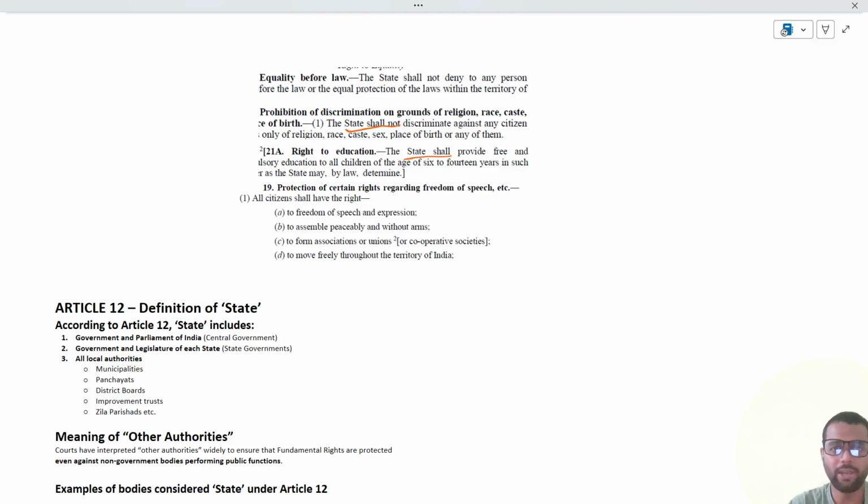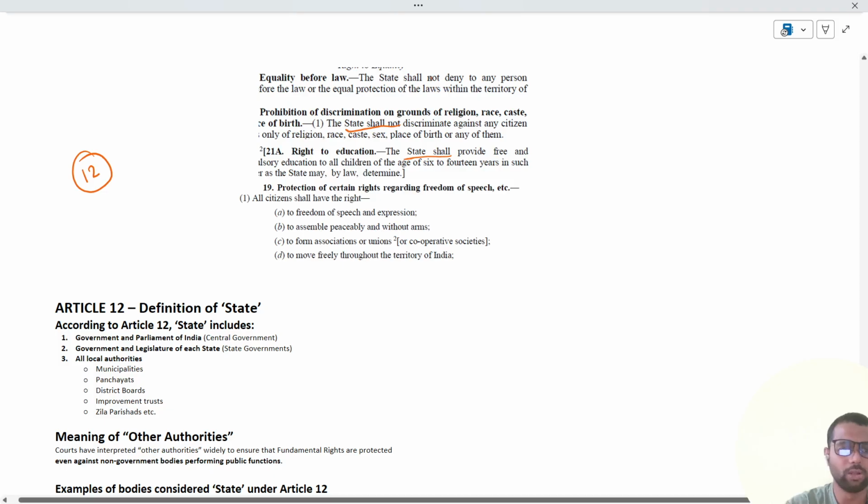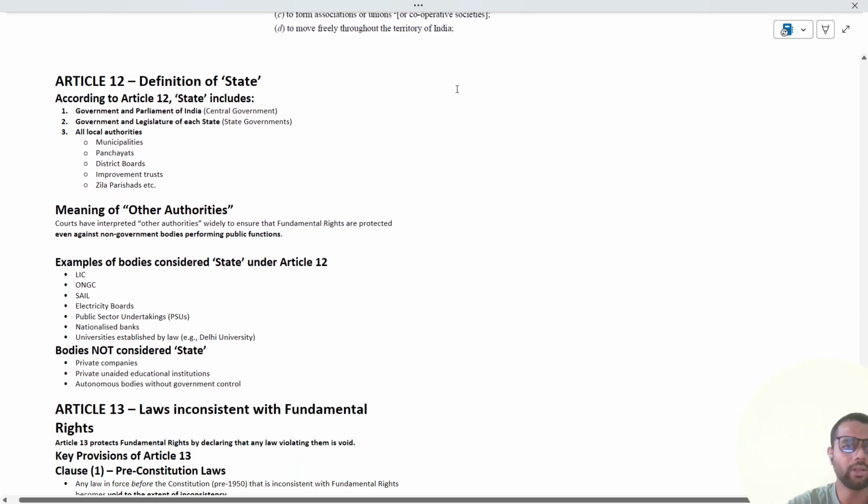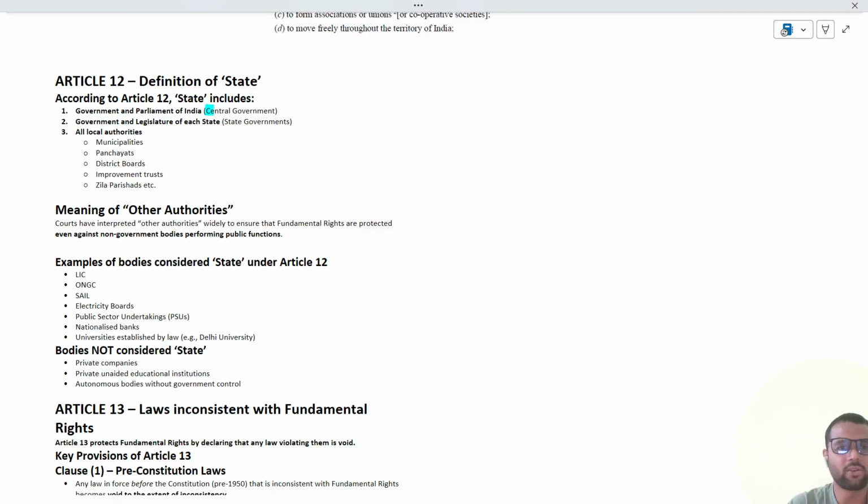So in the very first article of the fundamental rights, that is Article number 12, we have the definition of the state, and it says that it includes number 1, the central government, number 2, the state government, and number 3, the local authorities. Local authorities means the municipalities, panchayat, district boards, improvement trust, zilla parishad, etc.